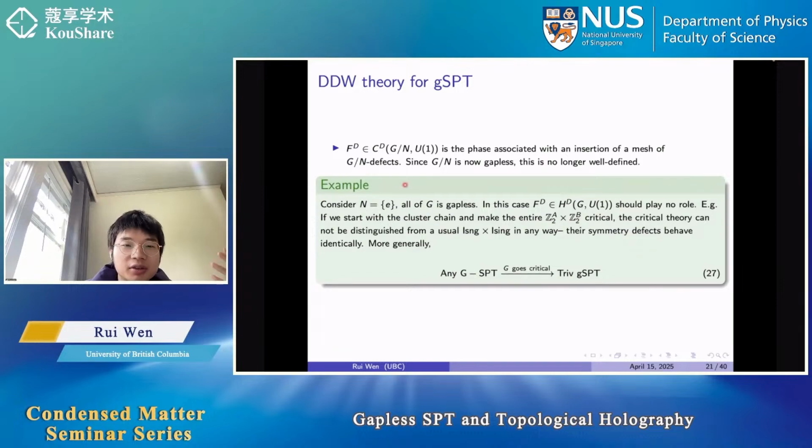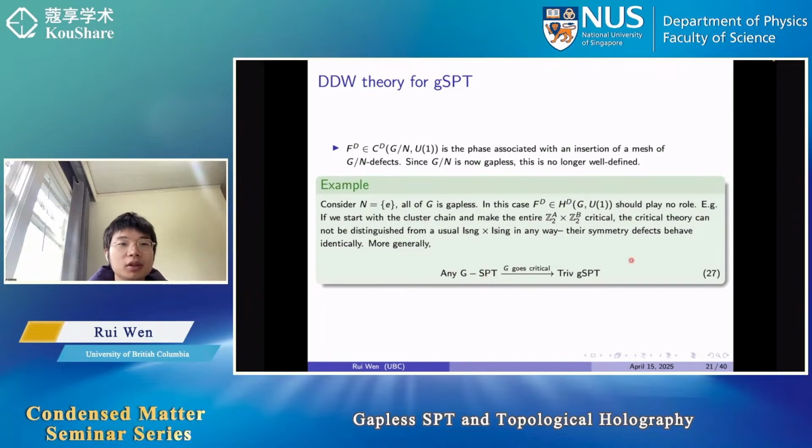So in this case, this term should not be regarded as part of the data, right? So more generally, if we start with any gSPT and we make G critical, we should expect this to be a trivial gapless SPT, no matter what gSPT you start with, right? The result should be regarded as trivial.